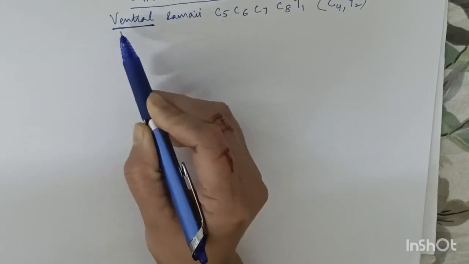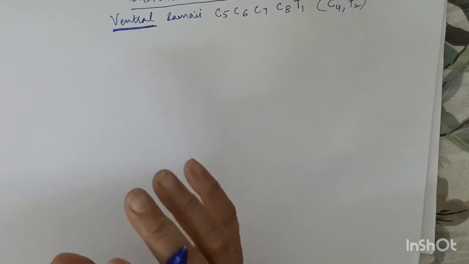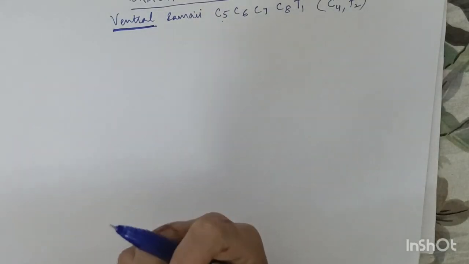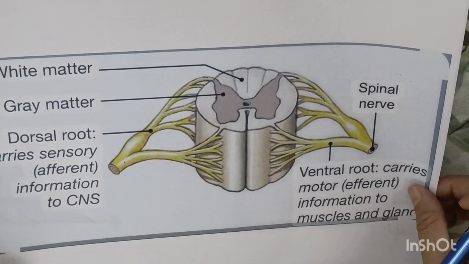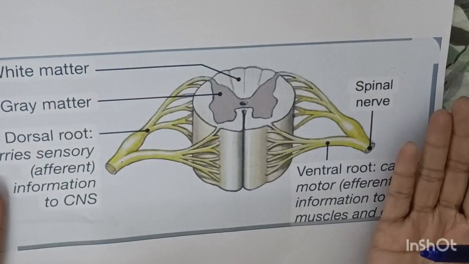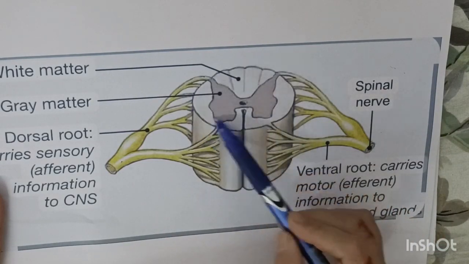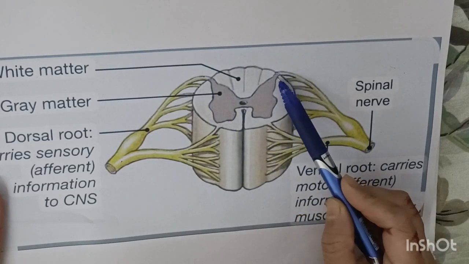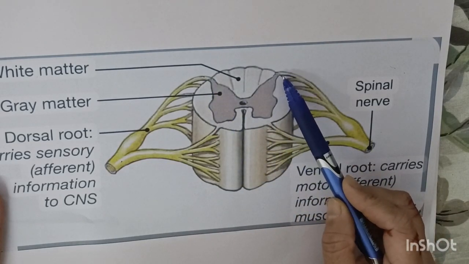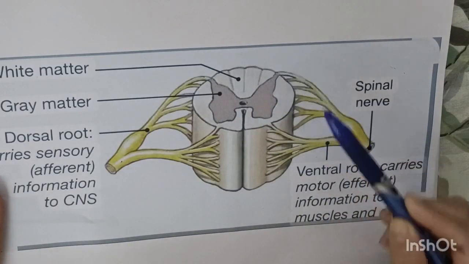Now, the ventral rami is basically responsible for the motor innervation. It gives the information to the motor nerve. If we quickly revise, this is the transverse section of the spinal cord, and this is the white matter, and this is the gray matter. This butterfly shape is the gray matter. Here you see this is the dorsal horn, and this is the ventral horn.